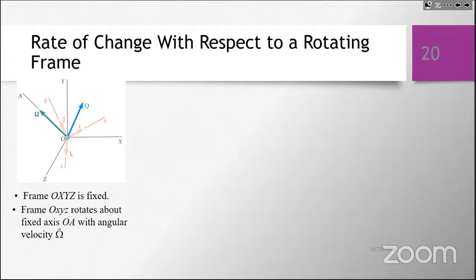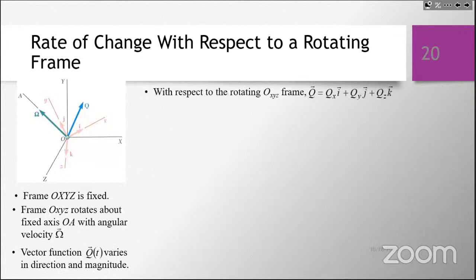Right? And it has an angular velocity that's described by capital omega, some vector capital omega that tells you how much it rotates about the x, the y, and the z axis. Q is a vector function that varies in direction and magnitude. Right? And notice what Q is. Q is perpendicular to our reference frame. Right? So with respect to our rotating frame, the red frame, we get something that looks like this, right? We can say that Q has X, Y, and Z components according to the red frame.